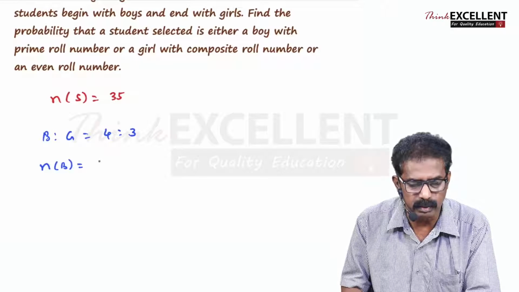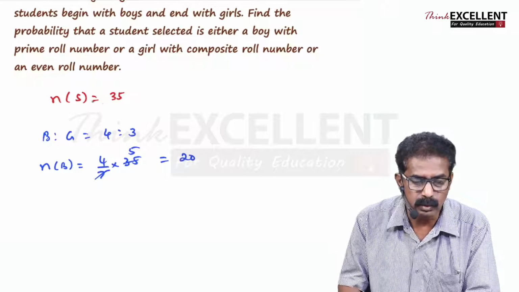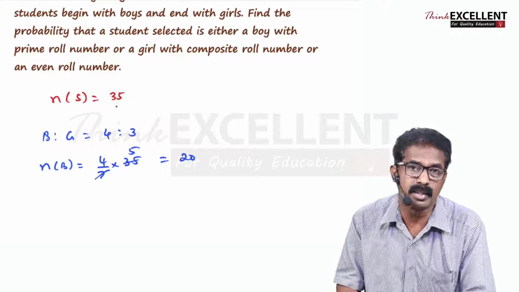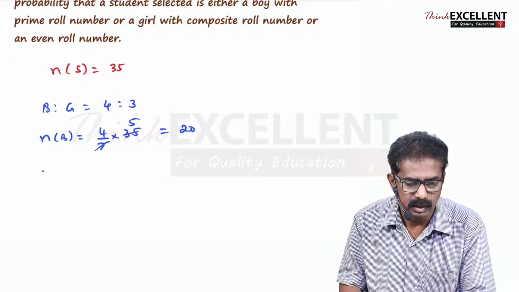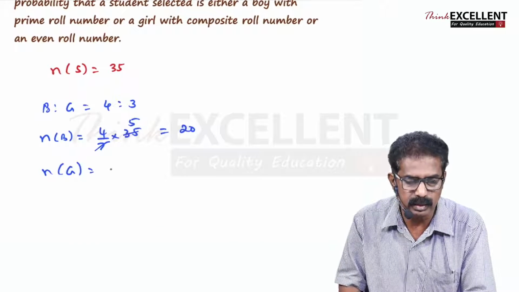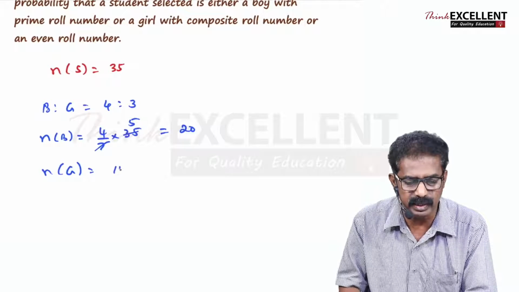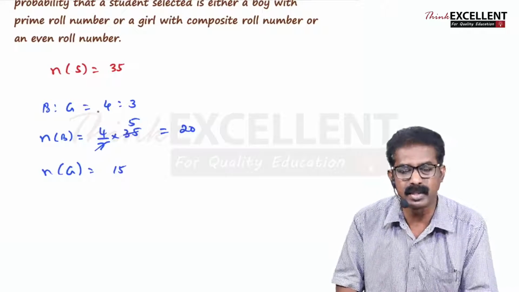So number of boys: total ratio 7, boys 4. So 4 by 7 into the total, so cancel. So 20 boys out of 35, then the remaining are girls, right? So number of girls equal to 35 minus 20, it is what? 15. Or 3 by 7 into 35, okay?